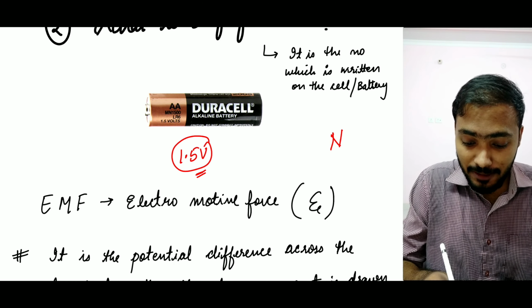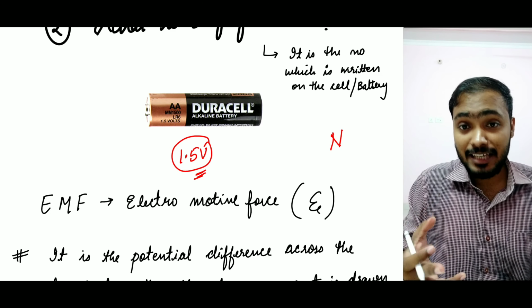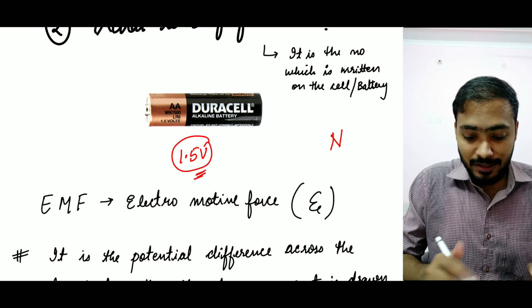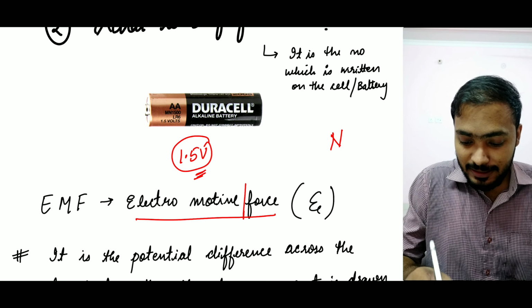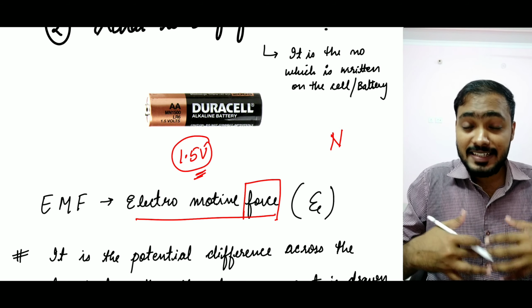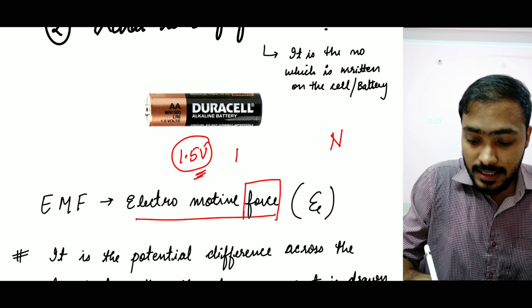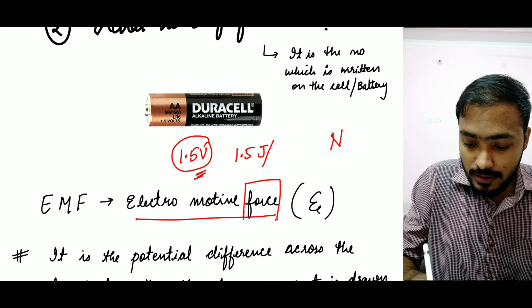But here it is written 1.5 volt, and I just said that 1.5 volt is the EMF of the cell. Now, in the name it is written "force", right? So that is the thing. It is not a force, it is a measure of energy. That is 1.5 joules per coulomb.